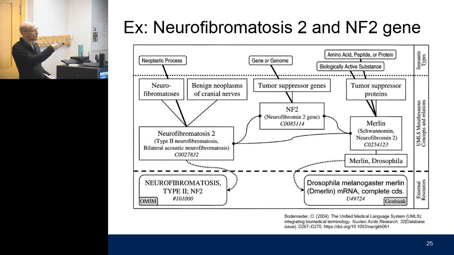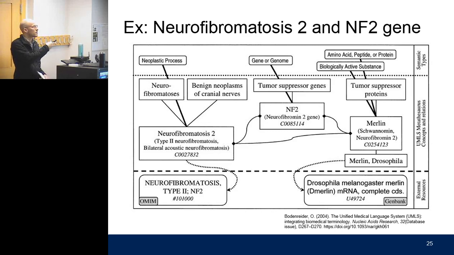The little swirly lines with the diamonds represent a relationship between concepts. So we see that it's related to the NF2 gene. And both of those are also related to this tumor suppressor protein called Merlin. So those are examples of what concepts would look like within the UMLS.